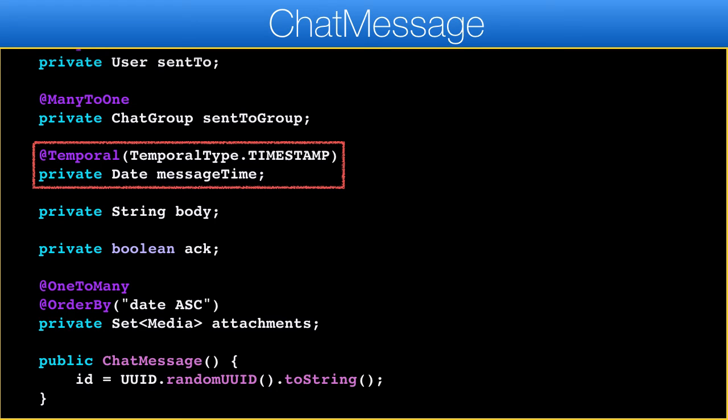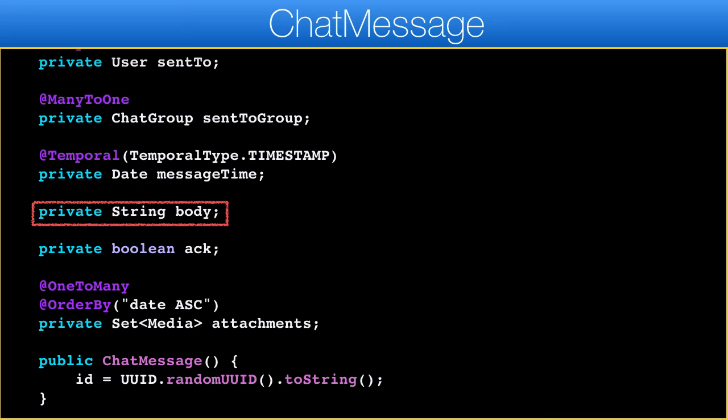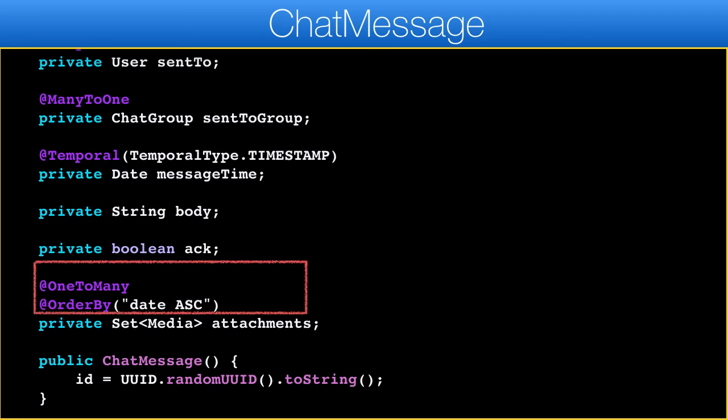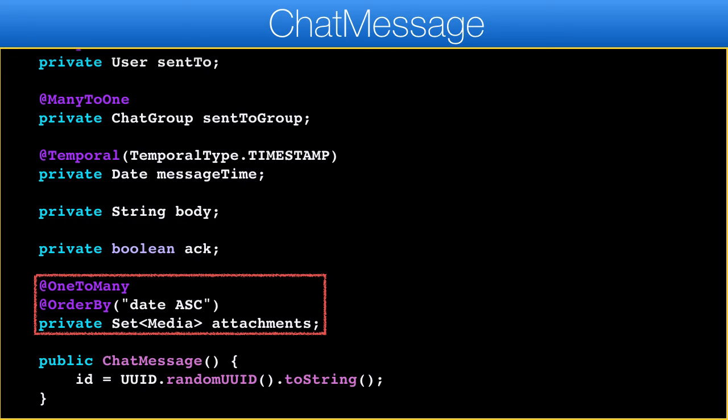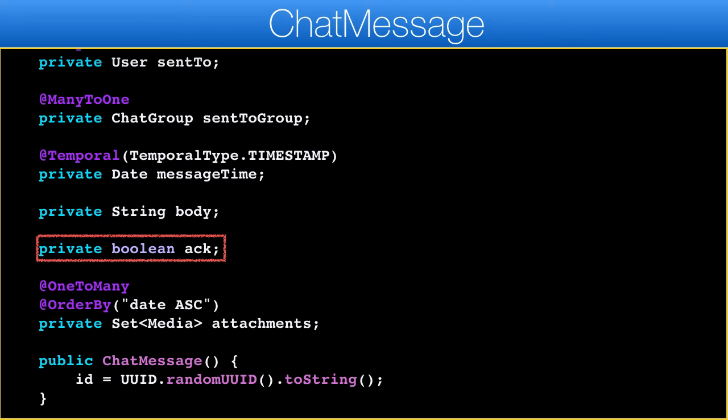Every message has a date timestamp for when it was sent. The message has a text body always. It can be null though. If we have a media attachment to the message, the ACK flag indicates whether the client acknowledged receiving the message.